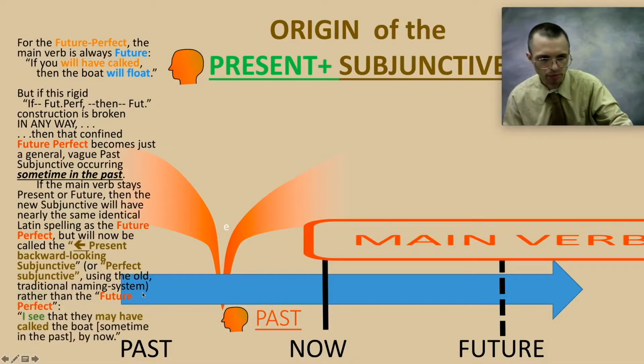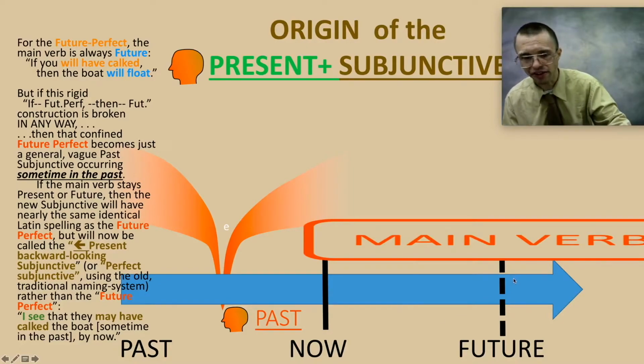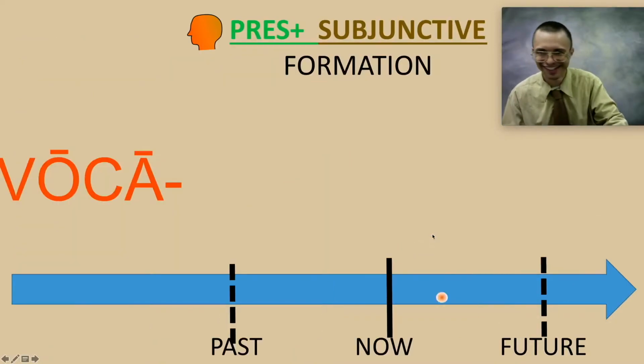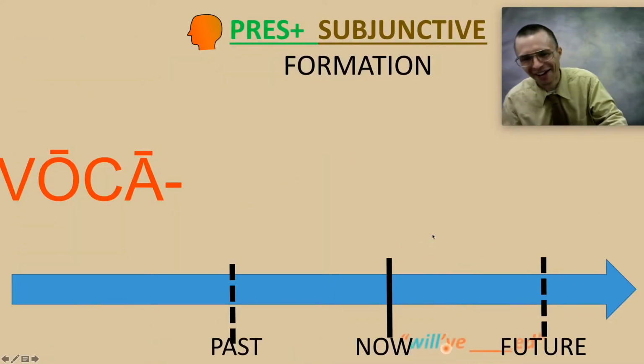All right. I can see that they may have caulked the boat by now. May have, as opposed to what it used to be: if you will have caulked the boat, then we will sail. Now I can see that they may have caulked the boat by now. Therefore, let's take a chance and sail.